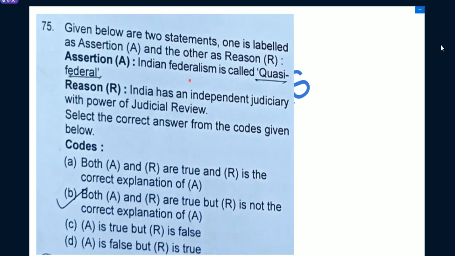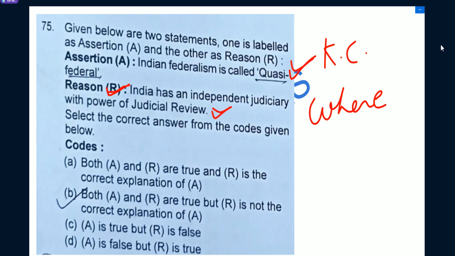Question number 75. Question number 75 is assertion and reasoning. Indian federalism is called quasi-federal. Yes, this is correct. Indian federalism is called as quasi-federal by Professor K.C. Wheare. है ना, ये एकदम सही statement है. Reason is given: India has an independent judiciary with power of judicial review. Now, this statement is also correct, but the thing is, Indian federalism is quasi-federal. No, not only because of this thing. There are many things because of which this Indian state is called as quasi-federal.